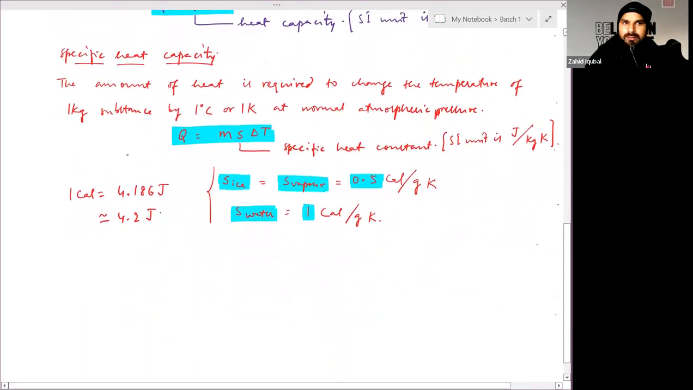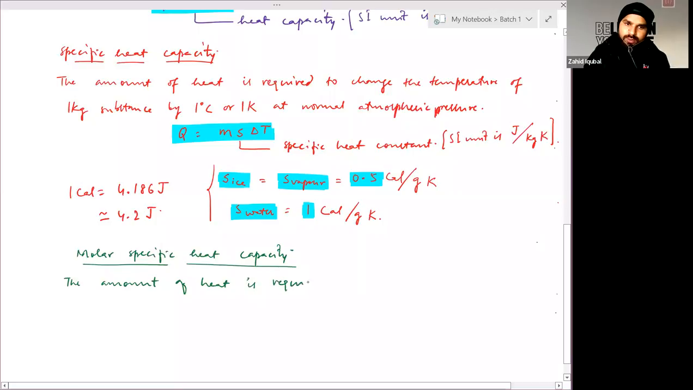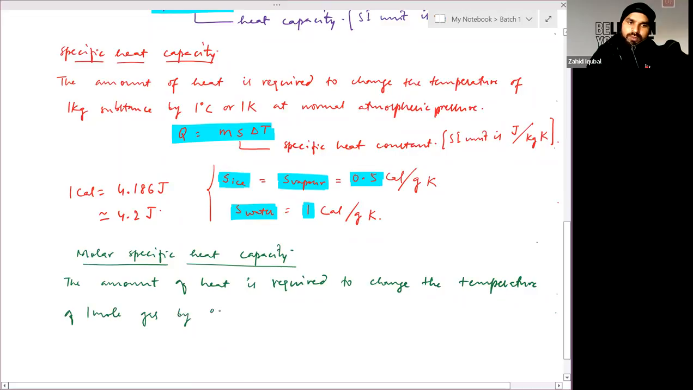Next is, if the amount of substance is measured in terms of mole, let's say in case of gas, then this above term will be called molar specific heat constant or capacity. So it will be the amount of heat required to change the temperature of one mole gas by 1 degree centigrade or 1 Kelvin at given condition.